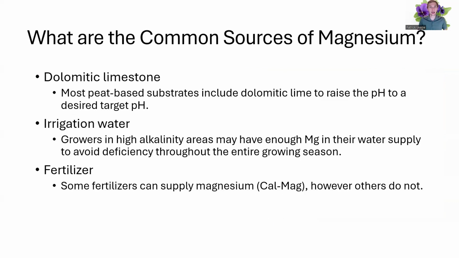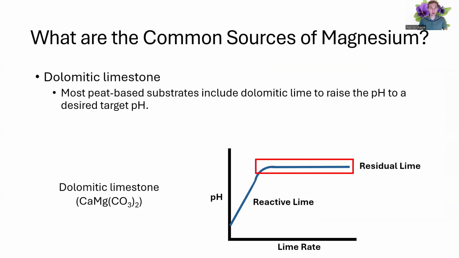So there are three common sources of magnesium: dolomitic limestone, which is in your substrate, your irrigation water, and your fertilizer. We'll take a deeper dive into each of these. So dolomitic limestone being that first common source of magnesium. So a lot of your substrates, especially peat-based substrates, include dolomitic lime to raise that pH up to that 5.8 to 6.2 desired target range. And we'll see that the reactive lime brings it up, but then there's often that residual limestone that lingers within the substrate that's not actually being used.